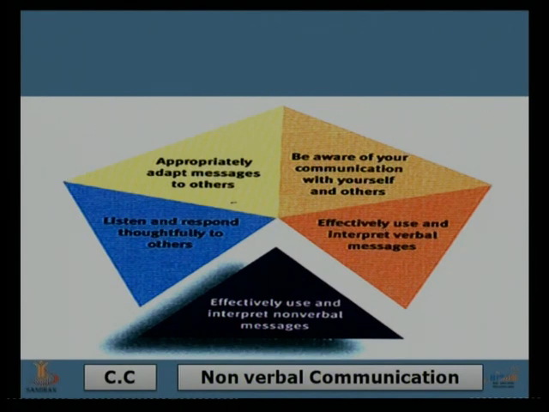What exactly should communication be? It should appropriately adapt messages to others, be aware of our communication with ourselves and others, effectively use and interpret verbal messages, and effectively use and interpret non-verbal messages. Because if you adapt the message properly, if you are able to communicate it and give a proper verbal message, still if you are not able to use non-verbal expressions effectively, a wrong kind of interpretation would be received by the receiver.